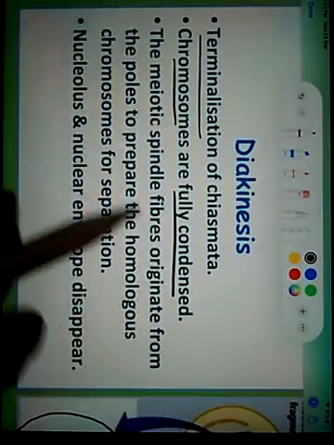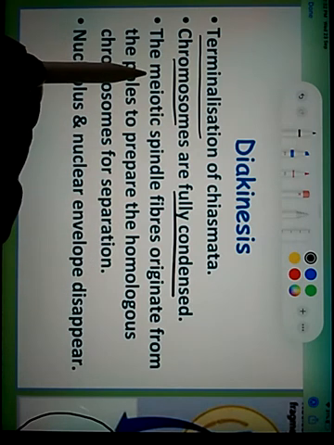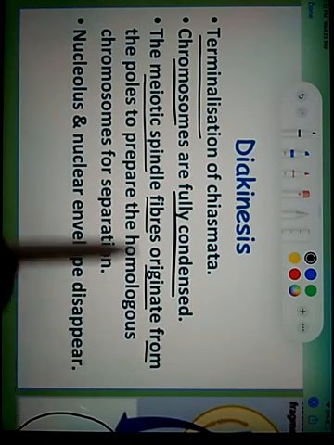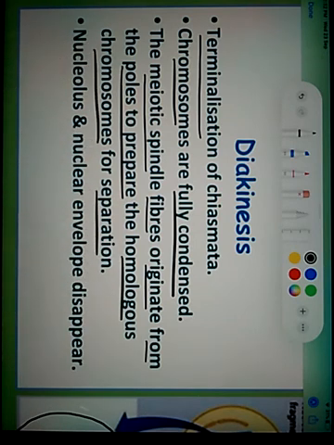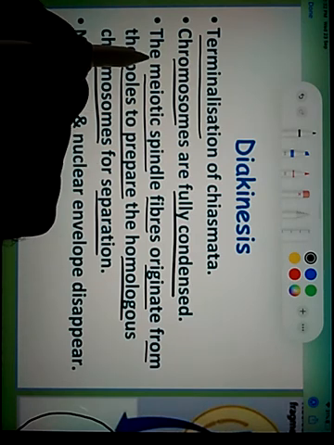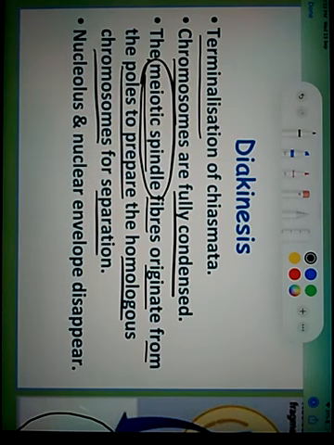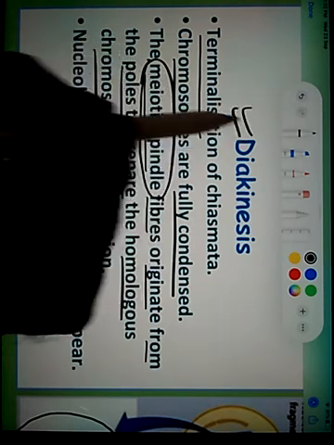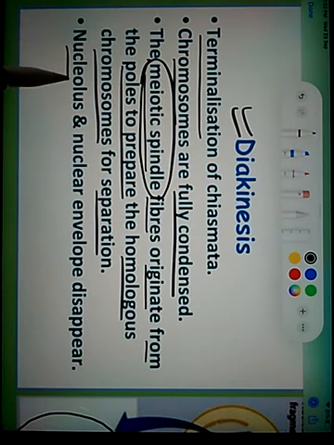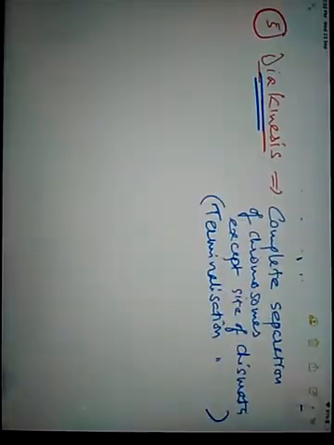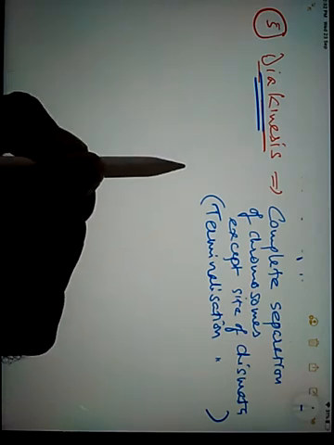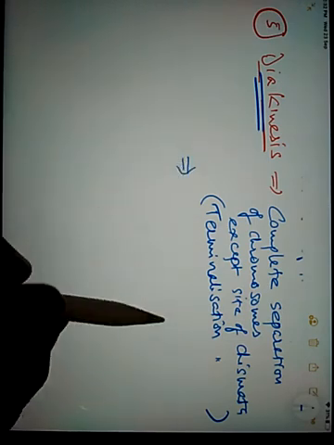Chromosomes are fully condensed as they were, and meiotic spindle fibers originate from the poles to prepare the homologous chromosomes for separation, right? So prophase is actually also responsible for production of the spindle. Here meiotic spindle is produced, and in the diakinesis phase, the nucleolus and nuclear envelope disappear. So the rest of the things which are to happen during prophase have to happen in diakinesis.